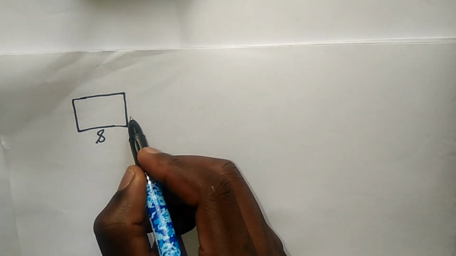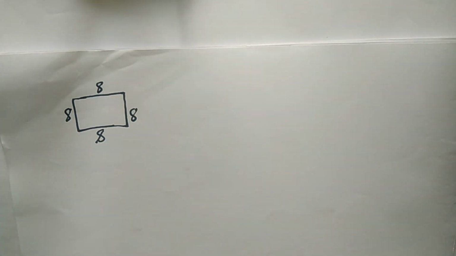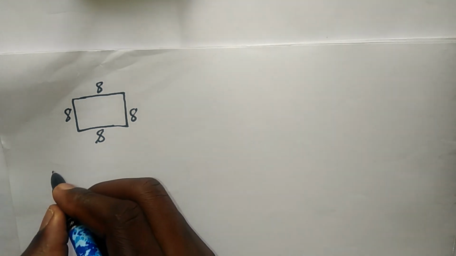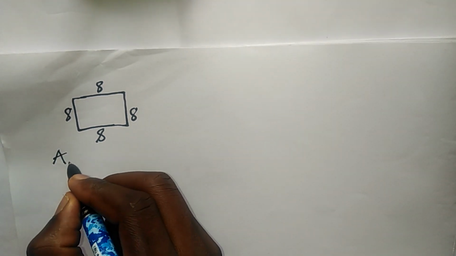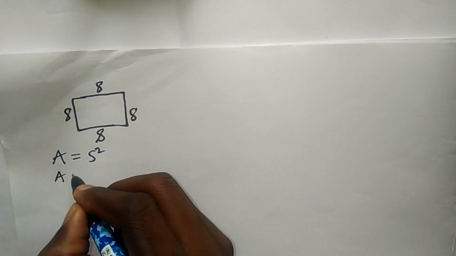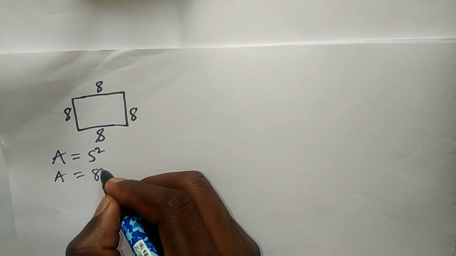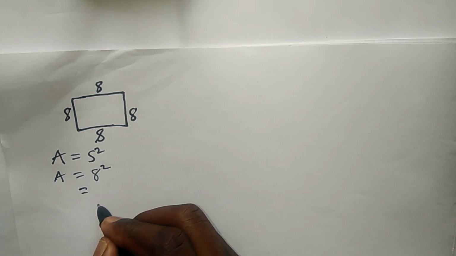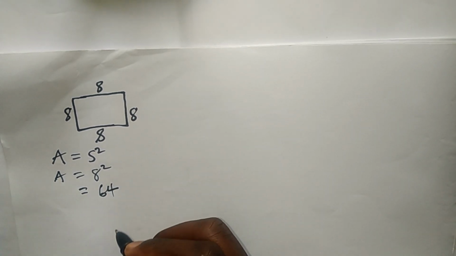First, we know that in a square, all the sides are equal. So if this side is 8, it means that here too is 8, here too is 8, and here too is 8, because all the sides of a square are the same. Now, the area of a square is s raised to power 2, which is one of the sides raised to power 2. Therefore, area is equal to 8 raised to power 2, and 8 raised to power 2 is equal to 64.